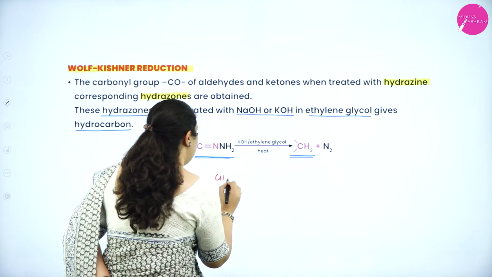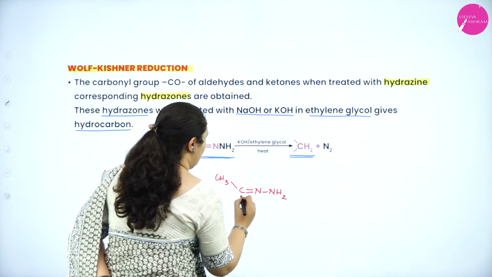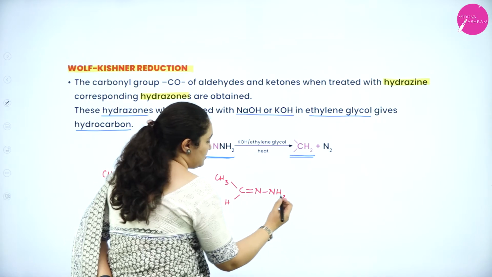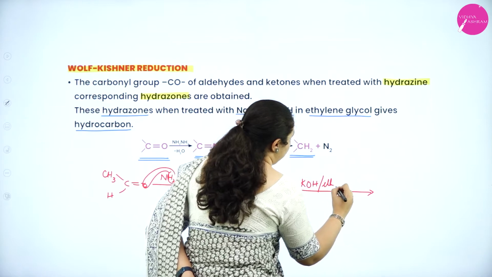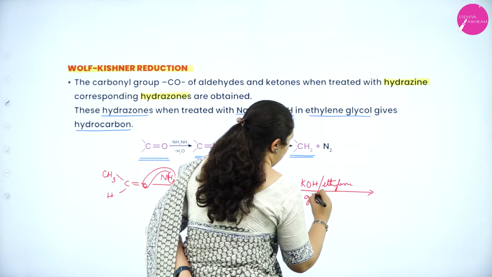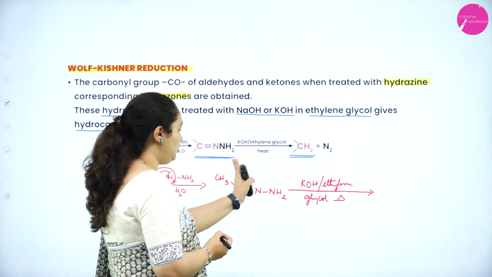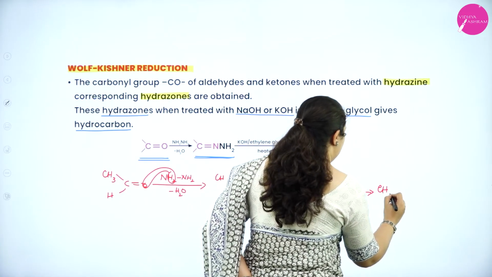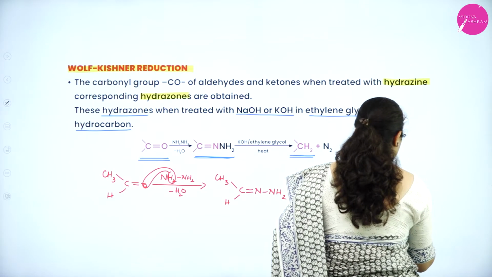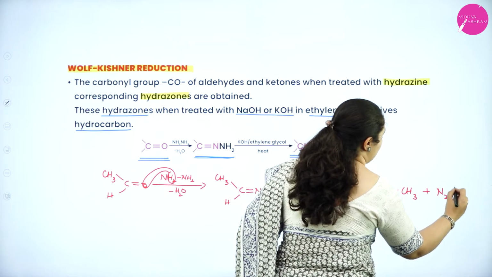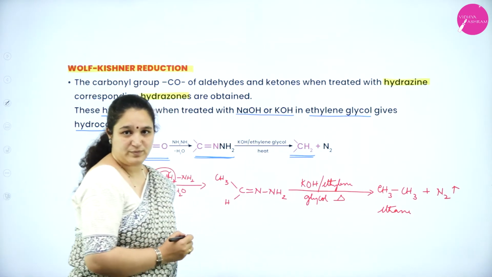So I will get the product as CH3, C double bond N, NH2, and here it is H. So this is hydrazone, which on further treating with KOH in ethylene glycol, when it is heated, what is happening? Nitrogen N2 will be removed and I will get CH3 carbon with 3 hydrogen atoms, one more CH3 group, plus nitrogen is getting removed. This is ethane that is formed. Okay.